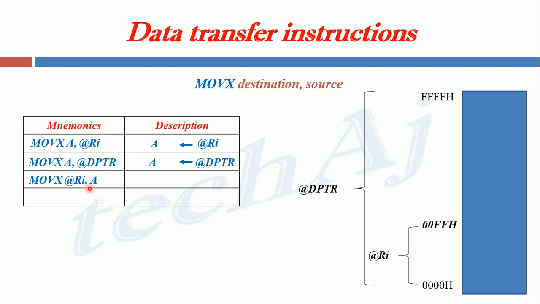MOVX @ri, A: the data from the internal memory stored in the accumulator is copied into the external memory pointed by the @ri. And MOVX @dptr, A: accumulator data is copied into the external memory pointed by the dptr pointer.